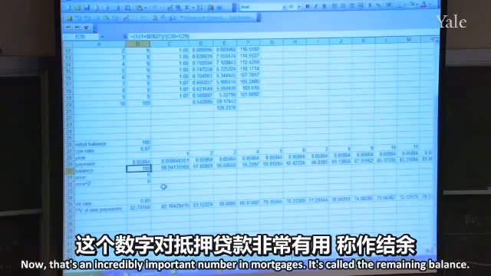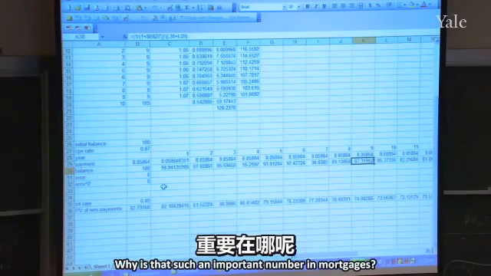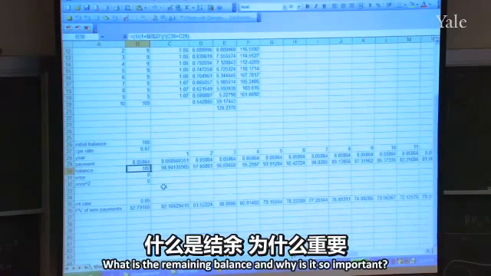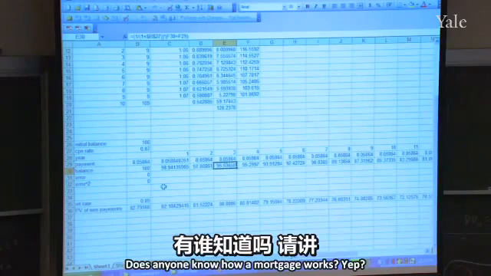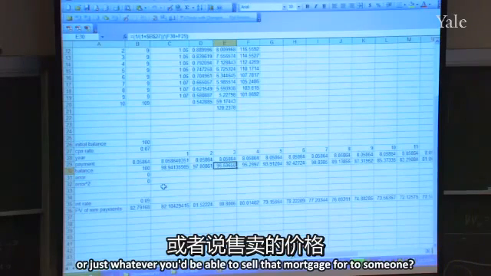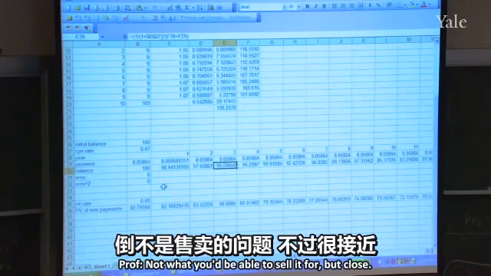Now that's an incredibly important number in mortgages. It's called the remaining balance. Why is that such an important number in mortgages? This will play a very key role in the rest of the course. What is the remaining balance and why is it so important? Does anyone know how a mortgage works? Yep. Is that the mark-to-market value, or just whatever you'd be able to sell that mortgage for to someone? Okay, not what you'd be able to sell it for, but close.